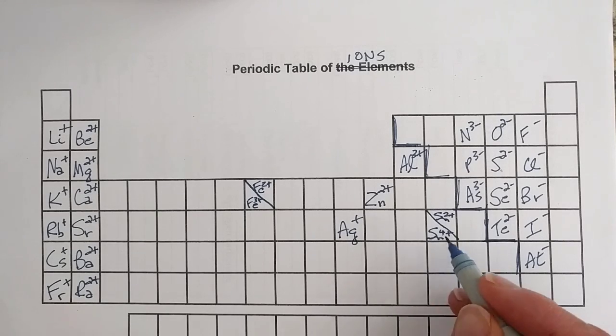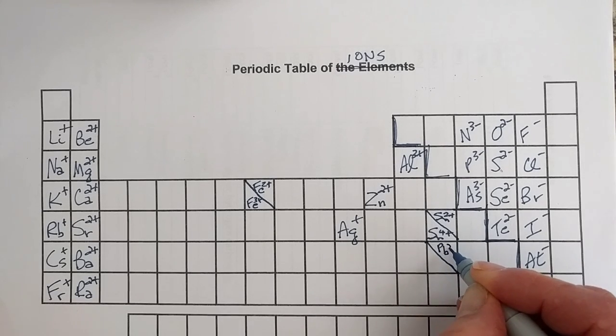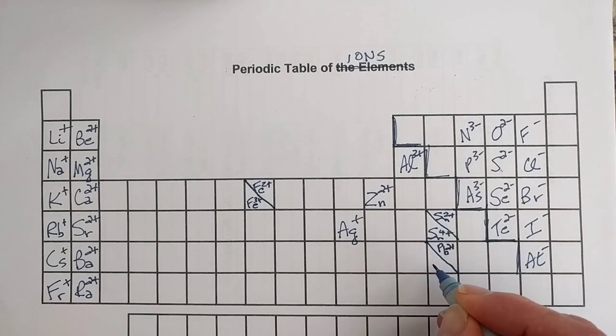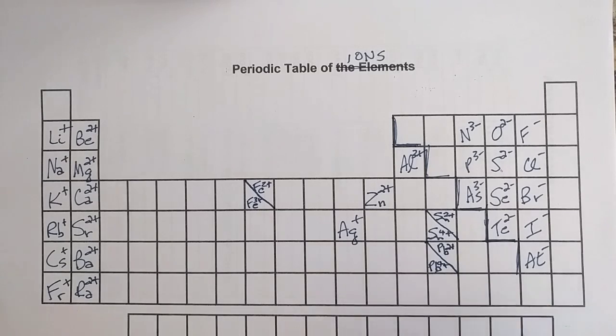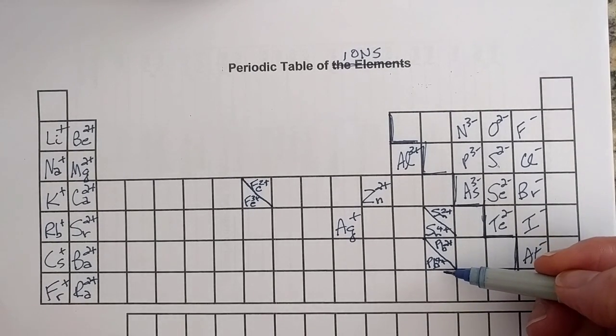Underneath tin is lead. Lead does the same thing that tin does. We can have Pb2+ in some compounds. In other compounds, we will have Pb4+. Lead Roman numeral 2, lead Roman numeral 4.